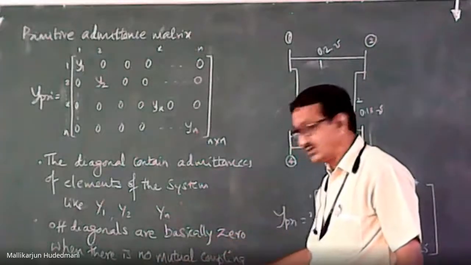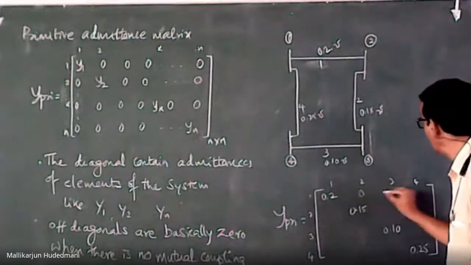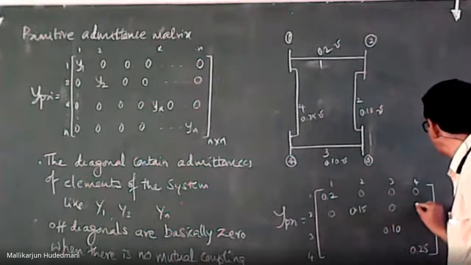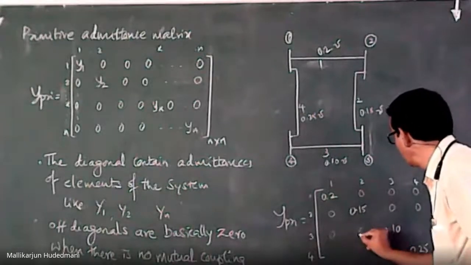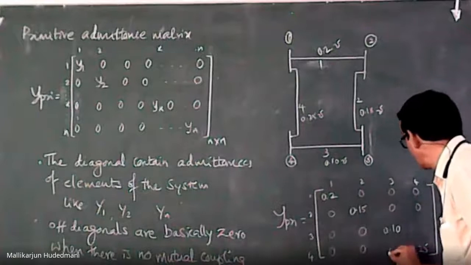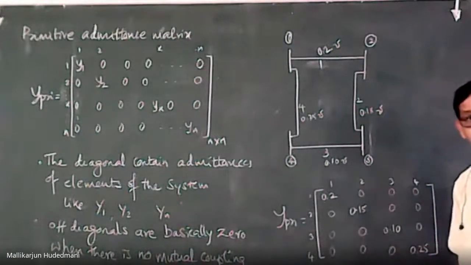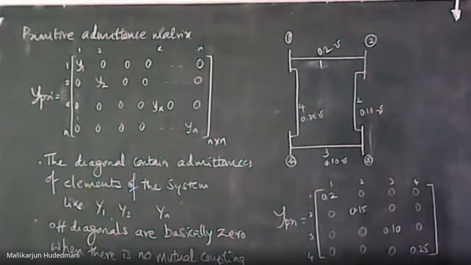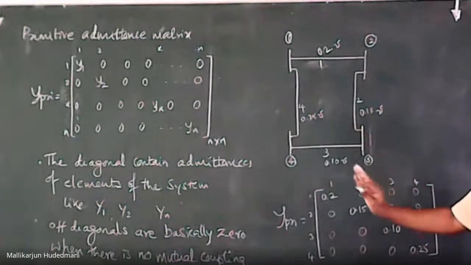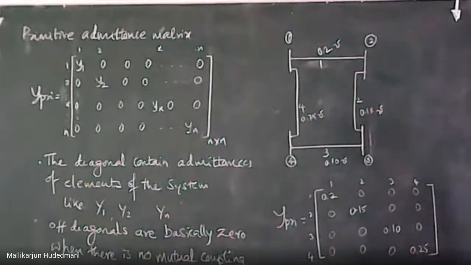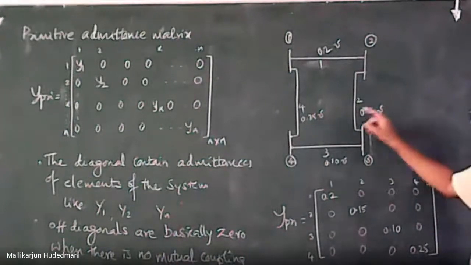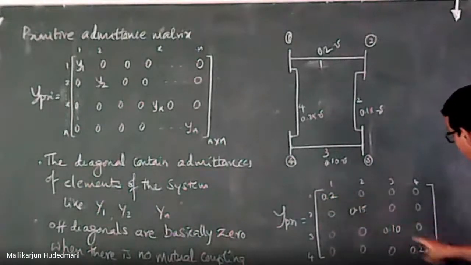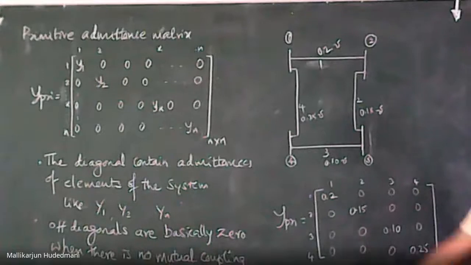Let us take the first statement. Off diagonals are basically 0, what does that mean? I will be placing 0, 0, 0 here, and here 0, 0, 0, and again here 0, 0. Place a 0, 0 here. Now you could find I formed the Y primitive matrix of this example using the basic observation. The characteristics of the Y primitive matrix are like this: the principal diagonal contains elemental admittances, 1 cross 1 for element number 1, 2 cross 2 for element number 2, up to n cross n at the last. This is the first principle.